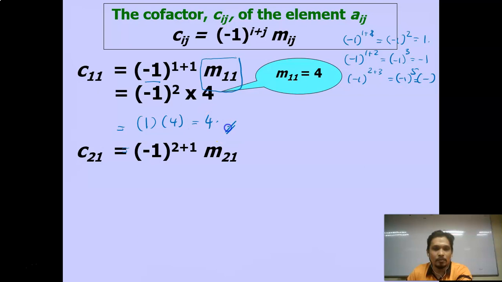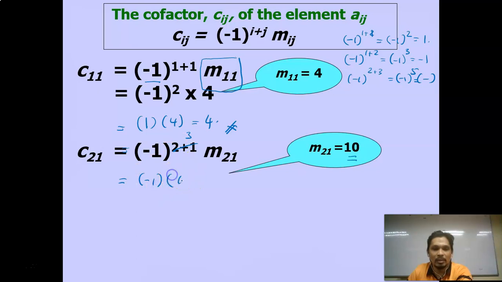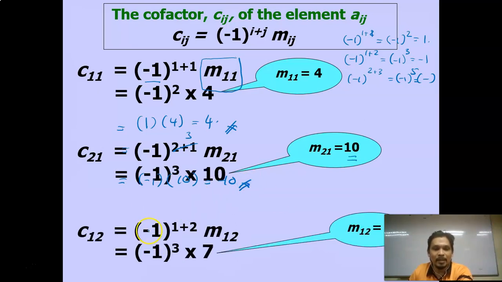Equal to 4. And what about this one here now? Just now we found that the minor of M21, from the previous slide, is equal to 10. So 2 plus 1 equal to 3, and negative 1 to the power of 3 equal to negative 1. Then multiply with 10 equal to negative 10. And then negative 1 cubed equal to negative 1, and the minor just now is 7, multiplied with 7 equal to negative 7.